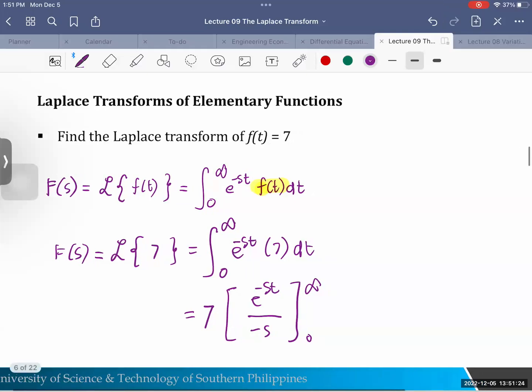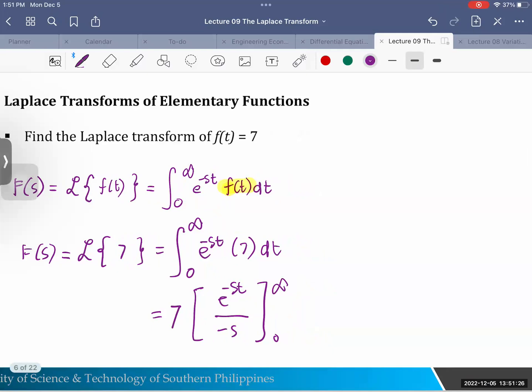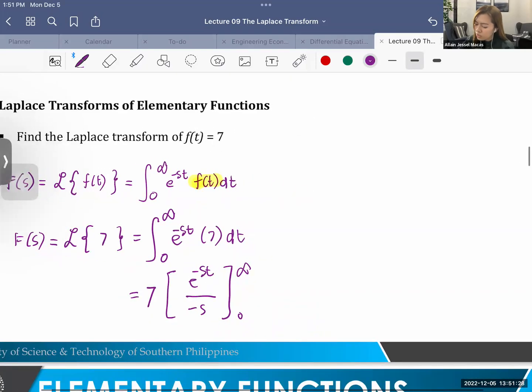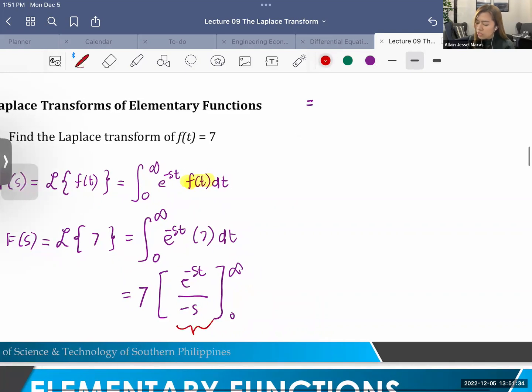Yes, ma'am. Okay, so it's the same as before. No need to worry about that, because we already solved it for 1. So that means, class, we already solved exactly this expression when evaluated from 0 to infinity. What did we get?